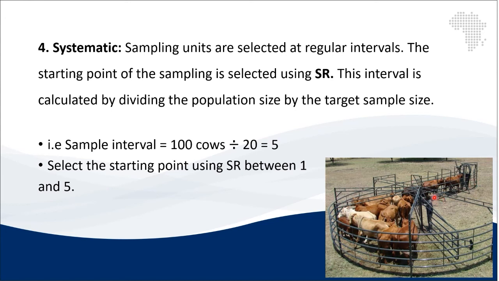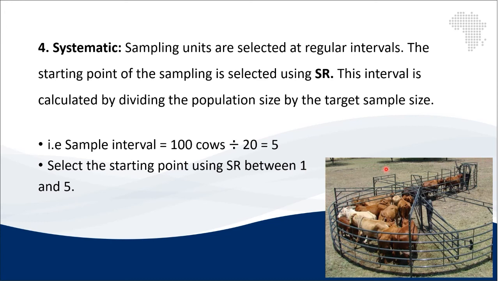I have a picture that indicates what tends to happen. You allow the animals to come out of the crush pen. When they come out of this structure, you count them 1, 2, 3, 4, 5, and then you use the fifth one for your analysis. However, now the issue is finding the starting point. Your sample size is 20, and your interval is every fifth animal. So which will you use as your starting point? The starting point is selected randomly between 1 and 5, which is the interval itself.